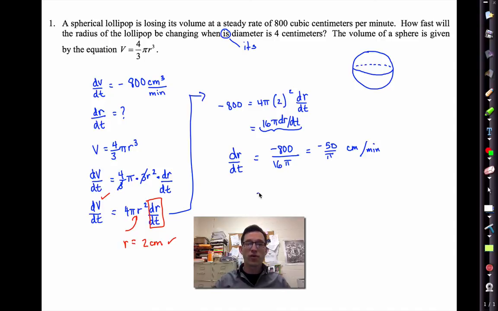That doesn't do very much for me, so I'm going to change that into a decimal. That's going to be negative 15.915 centimeters per minute.